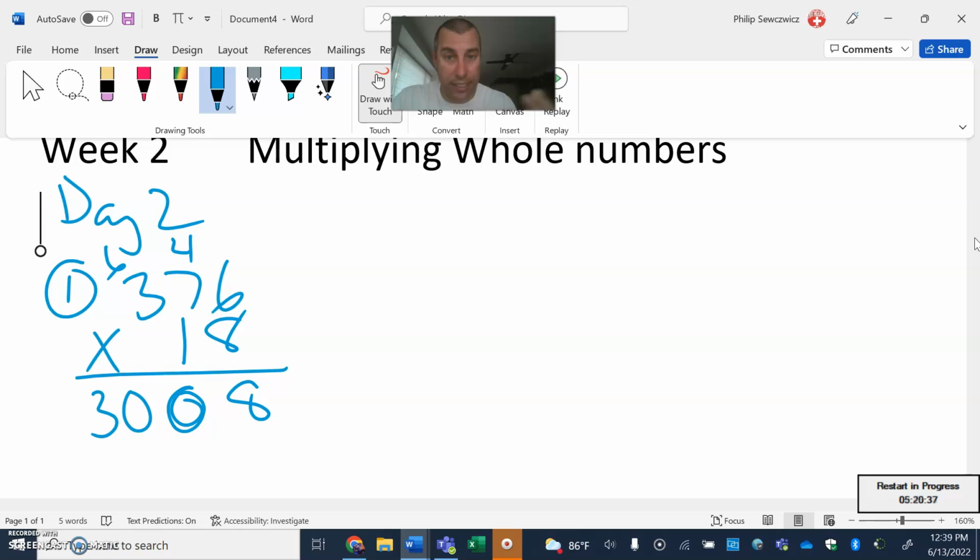Now, do remember when we start the second row, we do start with your 0. Because remember, we're using a 1 here. And the 1 is in the tens position. So that's why we start in the tens position. Nice thing is it's a 1. So 1 times 6, 6. 1 times 7, 7. 1 times 3, 3. Now we're ready to add them all up.